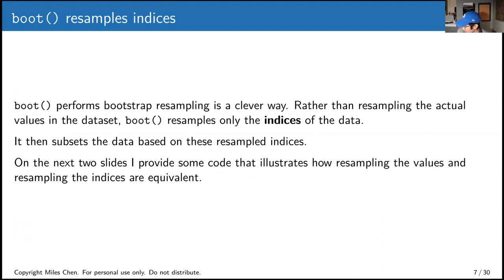We'll do a few examples. The way boot operates is it resamples the data in a clever way. Rather than resampling the actual values in the data set, boot resamples only the indices of the data. And then it subsets the data based on these resampled indices. So let me just show you examples of how this works and show you that they are equivalent to resampling the values themselves.